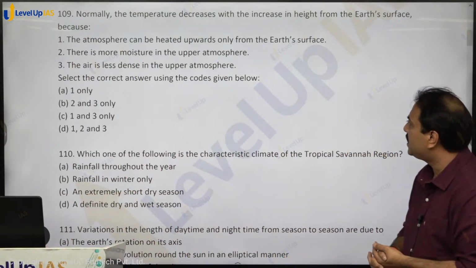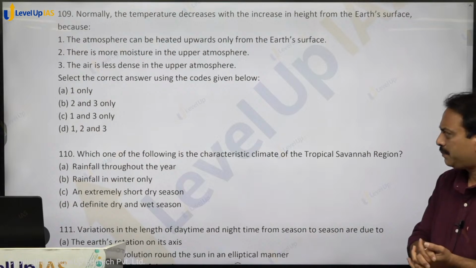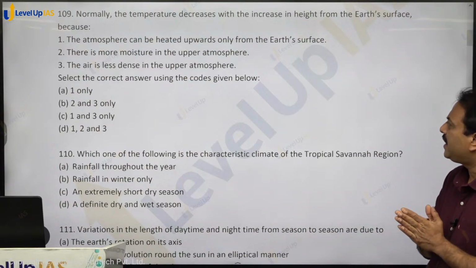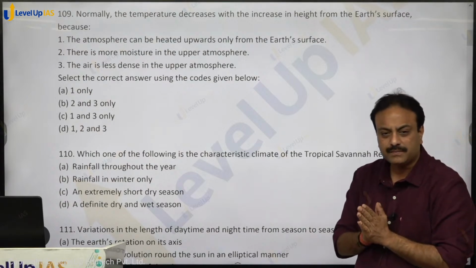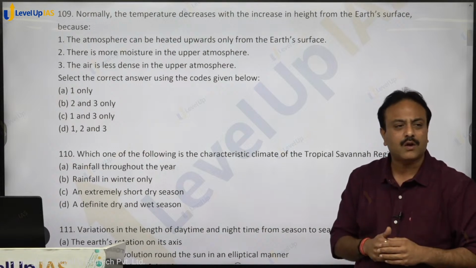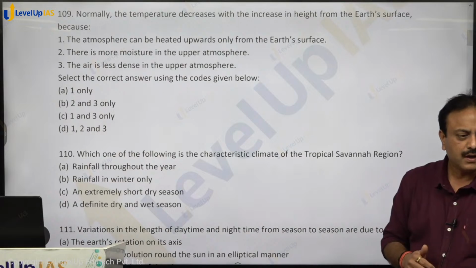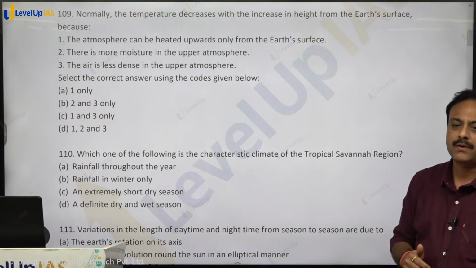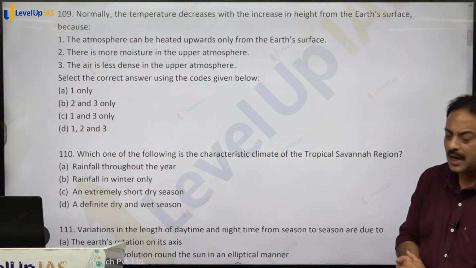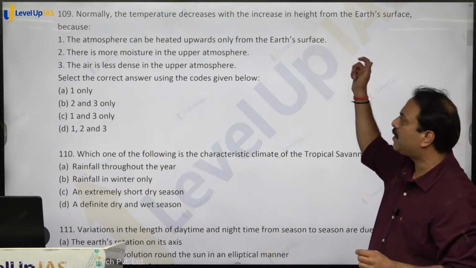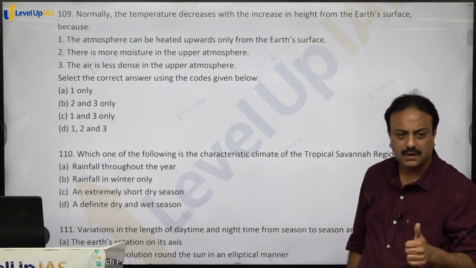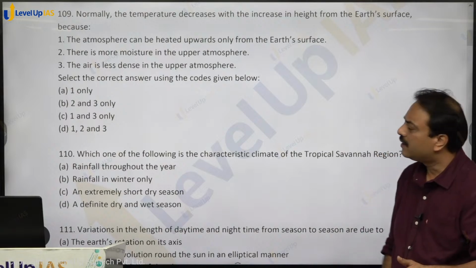Normally the temperature decreases with the increase in height from the Earth's surface because the atmosphere can be heated upwards only from the Earth's surface. The returning radiation, that is the long wave terrestrial radiation, increases the temperature of the atmosphere. So heating of the atmosphere takes place from below, that is from the surface of Earth upwards. So atmosphere can be heated upwards only from the Earth's surface holds true. Correct statement. Any doubt?